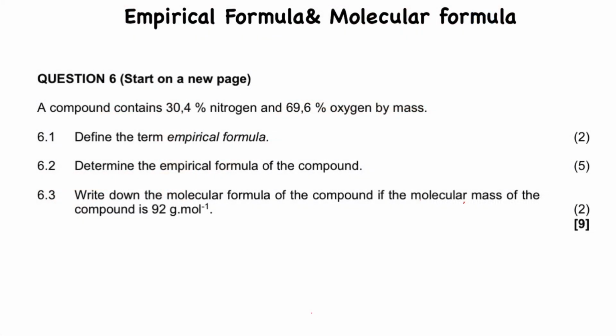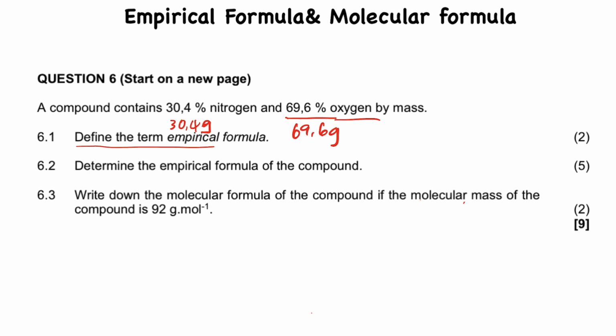Good day, folks. Let's look at the molecular formula and the empirical formula. Now it says a compound contains 30.4% of nitrogen. We know when we're given the percentages, we can change that into mass. That means it's 30.4 gram and 69.6% of oxygen. That means it's 69.6 grams. Right? If you add the two, it gives you 100%.